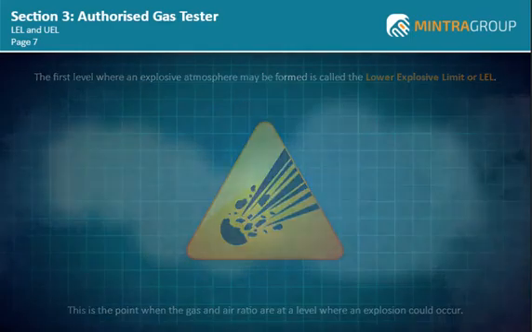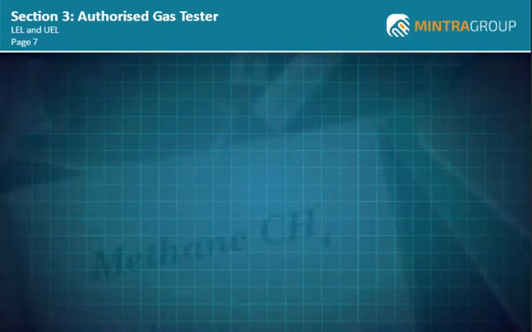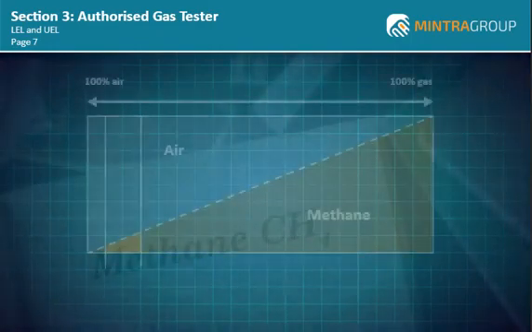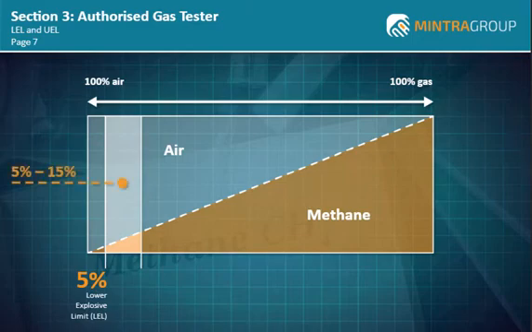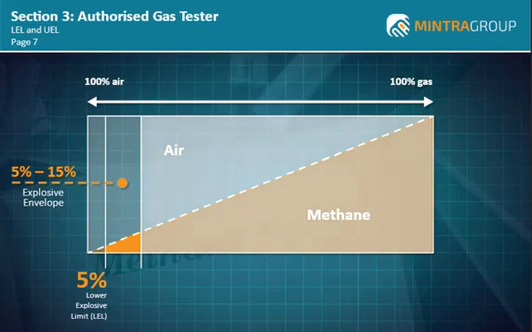Let's consider methane, one of the most common hydrocarbon gases to be found in our industry. Only a small amount of methane is required in air before it reaches its LEL. 5% volume of methane in air is its LEL. Any ratio of methane from 5% to 15% by volume in air will form an explosive atmosphere, and this is called the explosive envelope. Any ratio above 15% by volume in air is deemed too rich to cause an explosion, and is known as the upper explosive limit, or UEL.